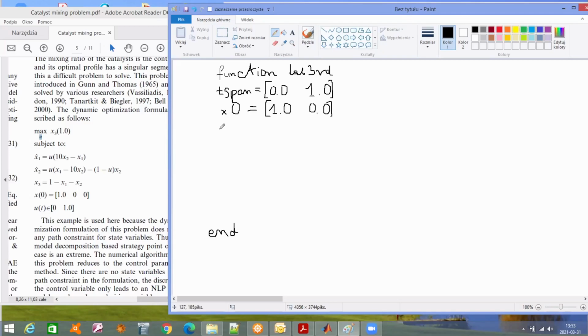So, to simulate this process, we need to assume a value of u. And then we can solve this system using a function, for example, ode45.